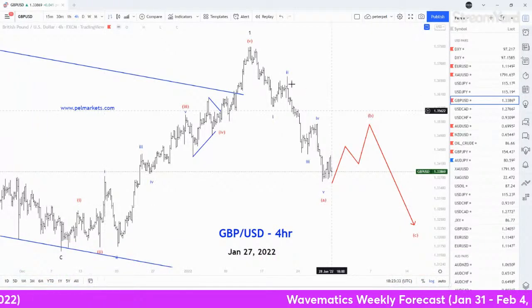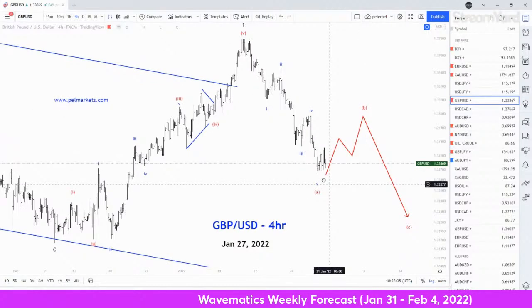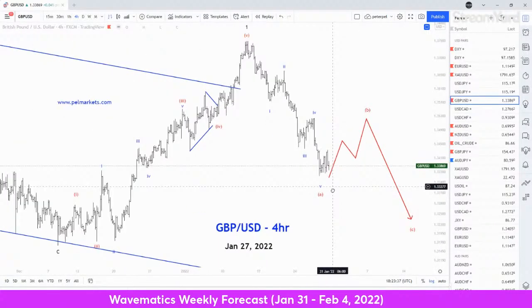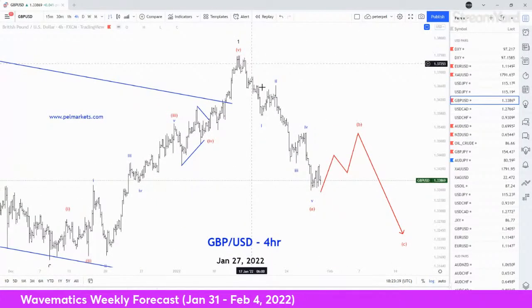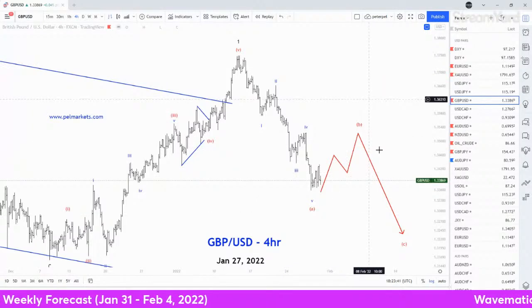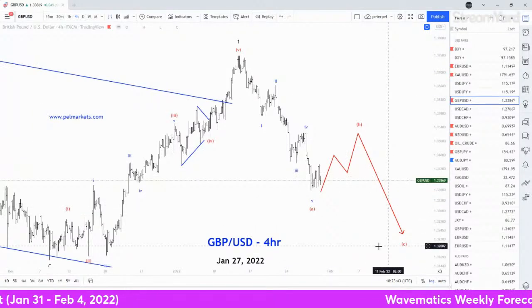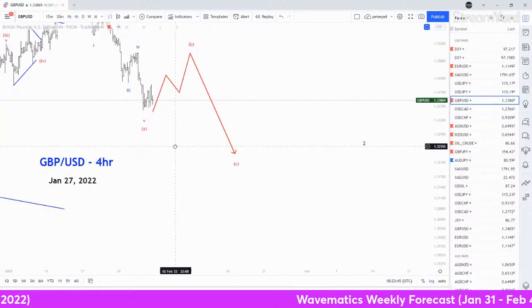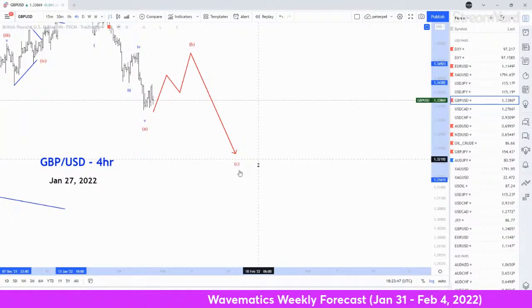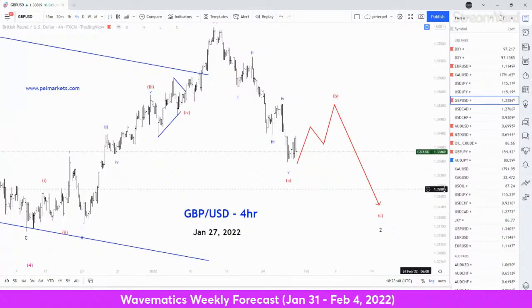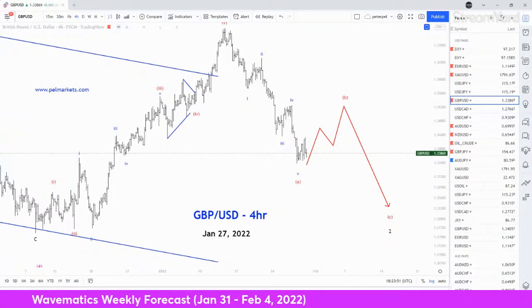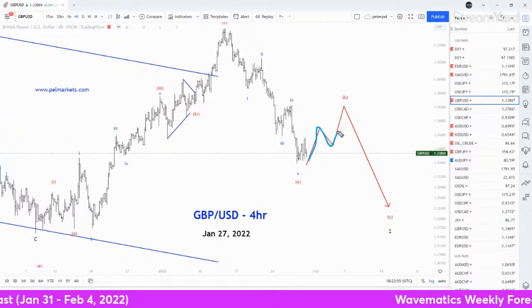Now, in the dollar index, we are looking at a wave two, but this time a wave two correction with a deeper ABC. So once we get this wave two, we are anticipating price to move to the upside.